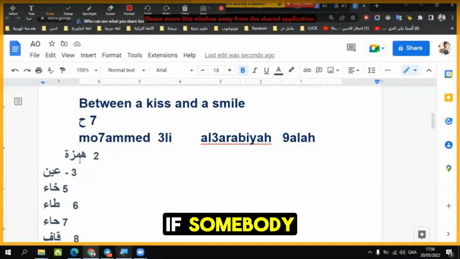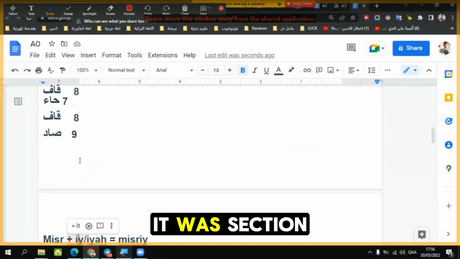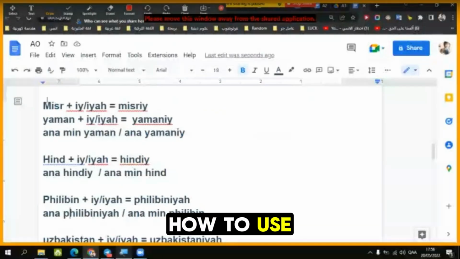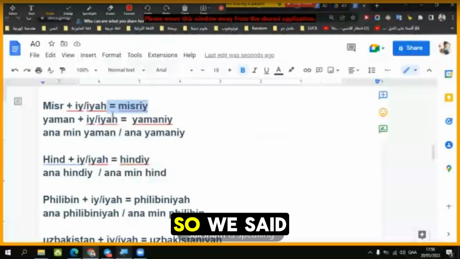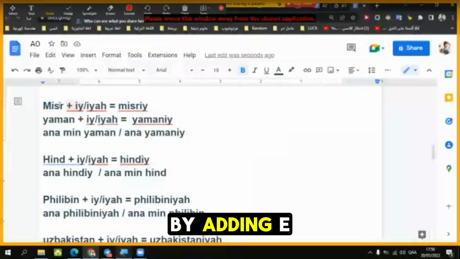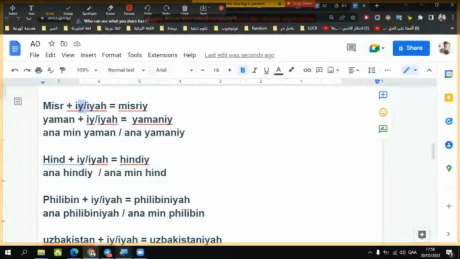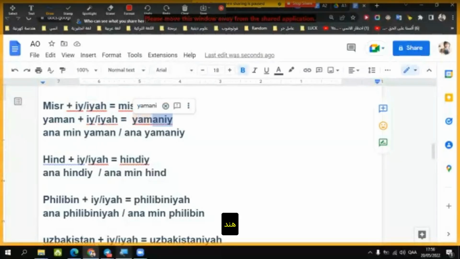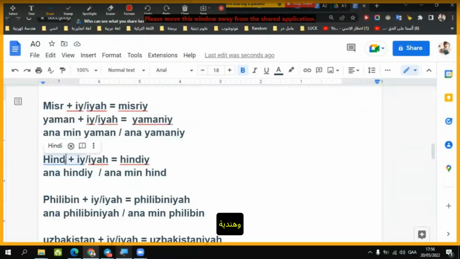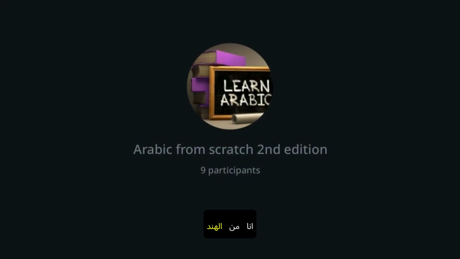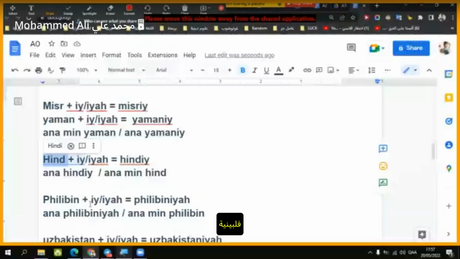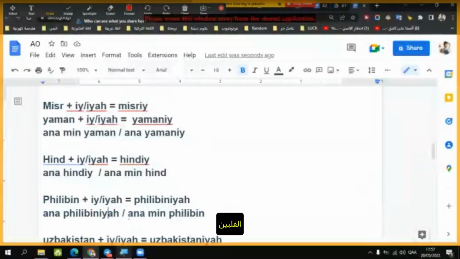We also learned how to use a nationality. So we said nationality, we make it by adding ـية after the country name. مصرية. يمن, يمنية. أنا من اليمن. أنا يمني. هند, هندية. أنا هندي. أنا من الهند. فلبين, فلبينية. أنا فلبينية. أنا من الفلبين.